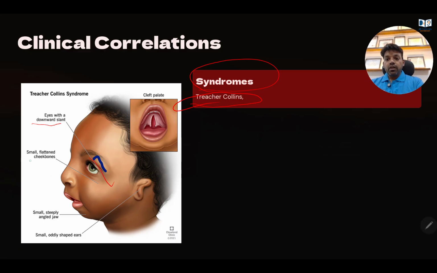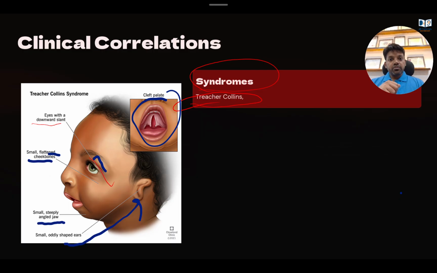Also small and flattened cheekbones, so the cheekbone also has the issue. Then the jaw also is angled, so it will not be straight like ours. It will be more towards the posterior, and there will be an angle to it. And the oddly shaped ear, that is microtia, will also happen. Along with that, there can also be a cleft palate. So you see the combination of issues, mostly they happen in a cluster. This is called Treacher Collins syndrome. In clinic you might see the child, and you should be able to identify which type of syndrome the child has.